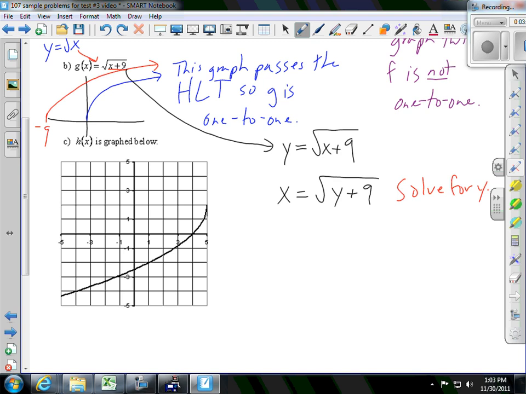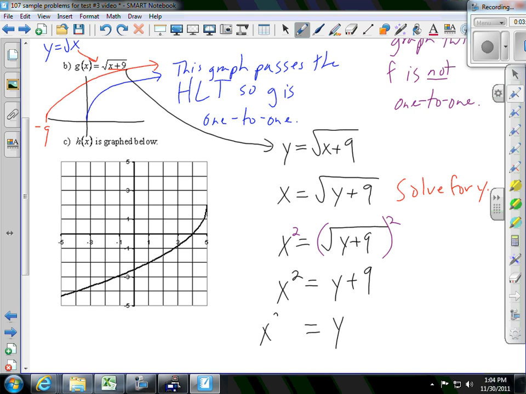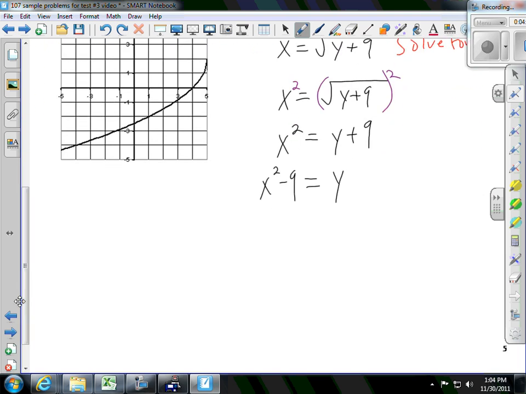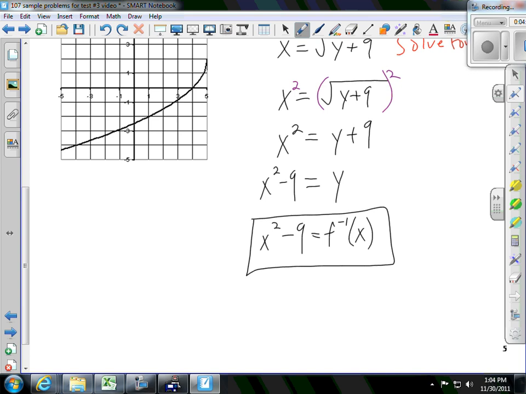That's the hard part. So solving for y in this case means, let's see, I'll write it again. So right now the y is buried inside of a square root. So we're going to square both sides. And so we get x squared equals y plus 9. And then to solve for y, subtract the 9. So y equals x squared minus 9. And then finally replace that y with an f inverse. So that's the equation for f inverse in this case.